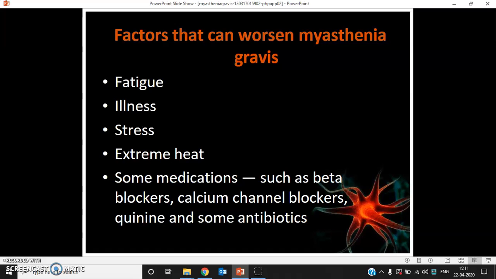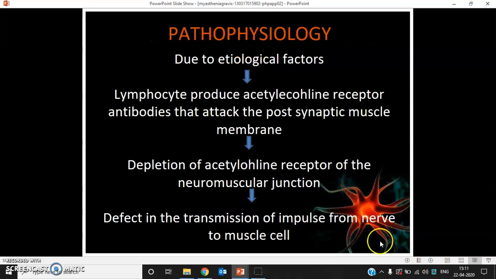It means that if the patient is suffering from these conditions, or is taking medication like beta blockers, calcium channel blockers, or some antibiotics, that will worsen the condition of myasthenia gravis. So we have to take care when we are prescribing or giving medication to a patient. Now, what is the root?